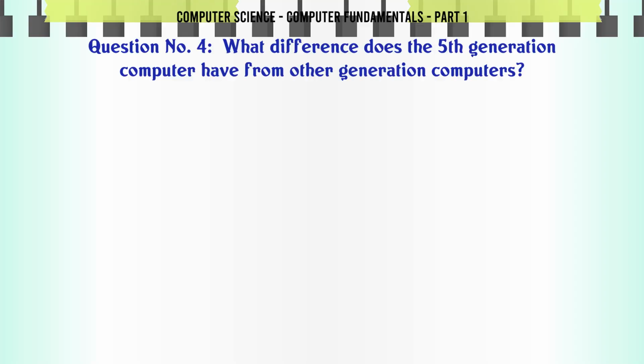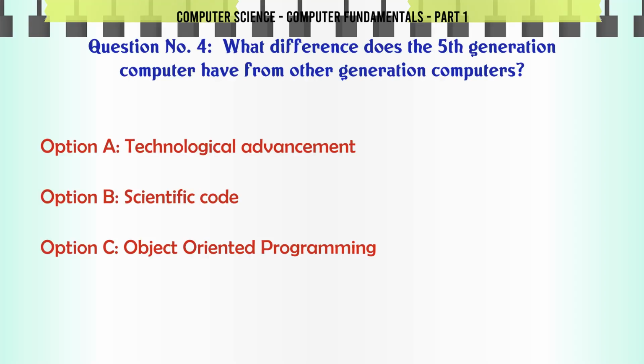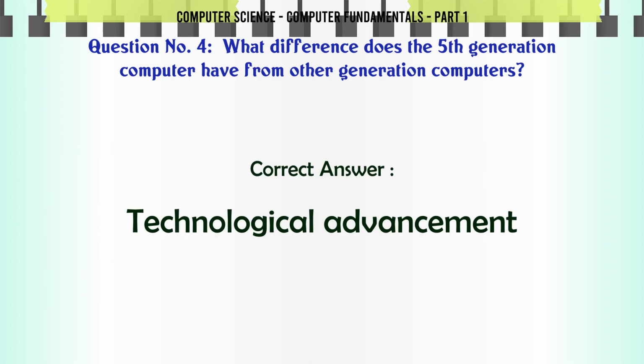What difference does the fifth generation computer have from other generation computers? A. Technological advancement, B. Scientific code, C. Object-oriented programming, D. All of the above. The correct answer is technological advancement.